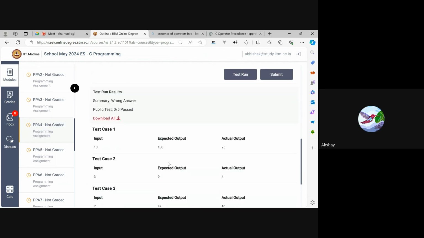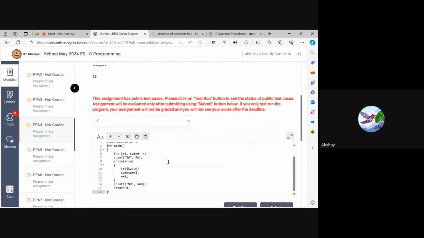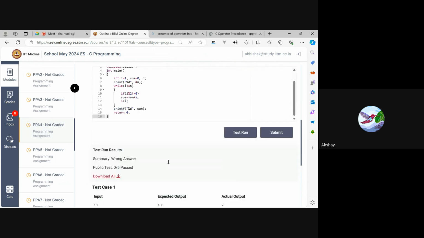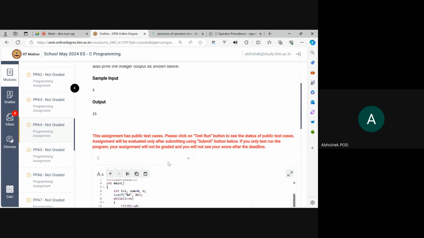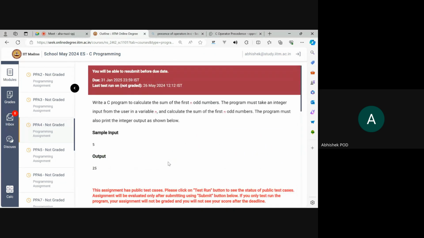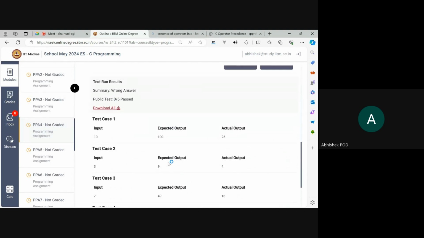But then, sir, won't it just ignore the next number after it increments? Because in the case of input 3, it is giving us the output 3. One second, let me read what the question is. To calculate the sum of first n odd numbers. So 1, 3, 5.